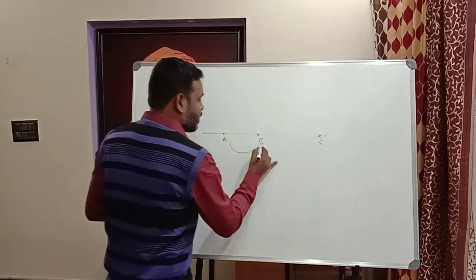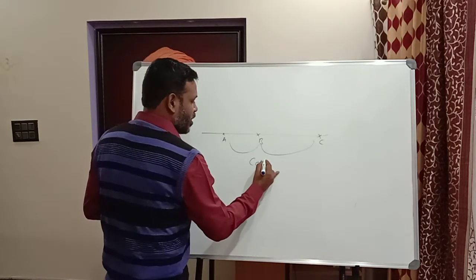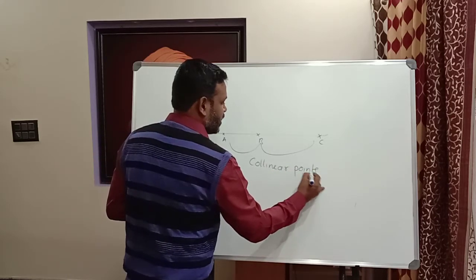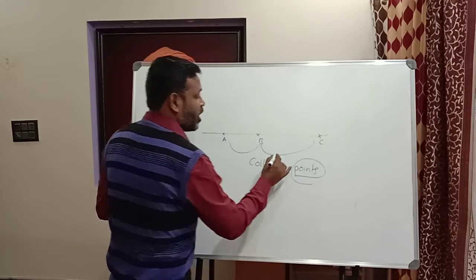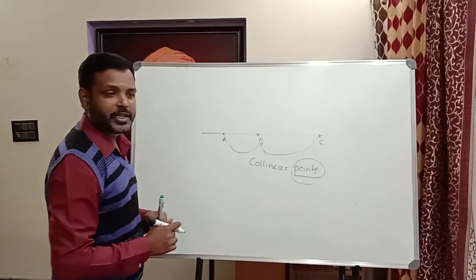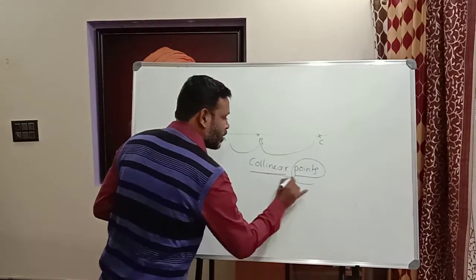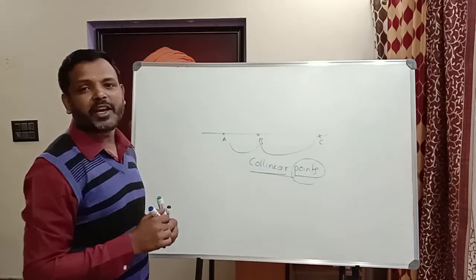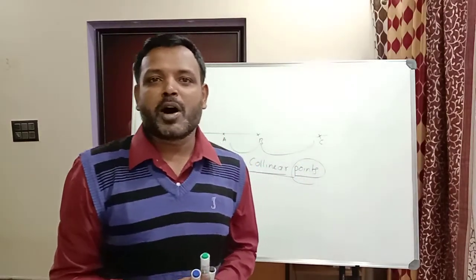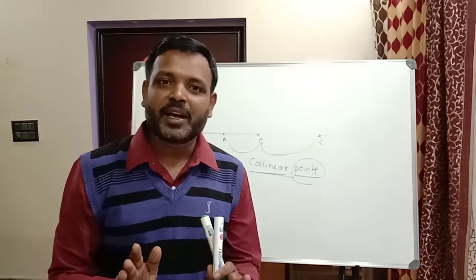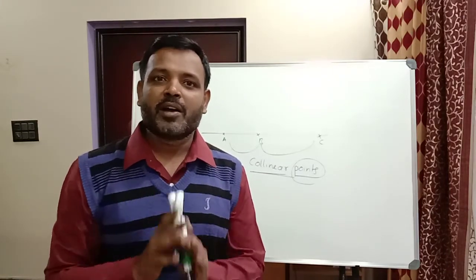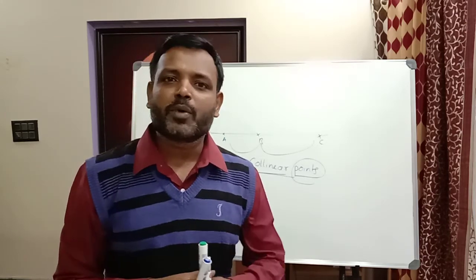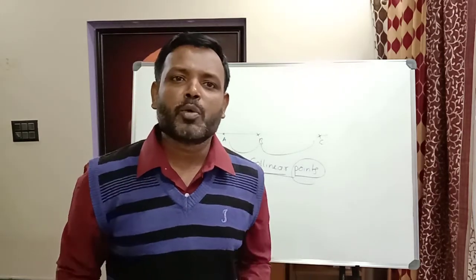Then these 3 points we call collinear points. What do you call them? Collinear points. How many points have we taken here? 3 points. These 3 points are said to be collinear when they lie on the same line. Define collinear points: the points which lie on the same straight line are called collinear points. On the basis of this concept, let us know more.